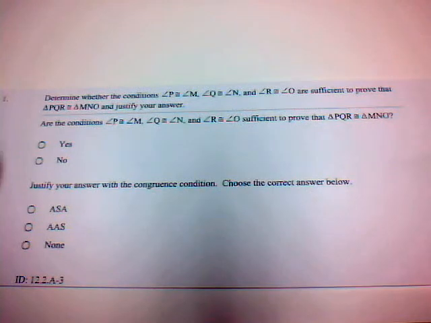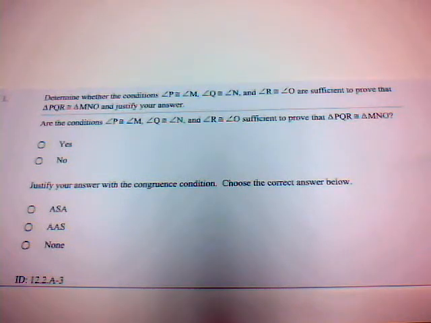Okay, we'll look at some of the homework problems in section 12.2 where we were dealing with some of the properties of quadrilaterals. Also, we were looking at the side angle side, I'm sorry, the angle side angle property.